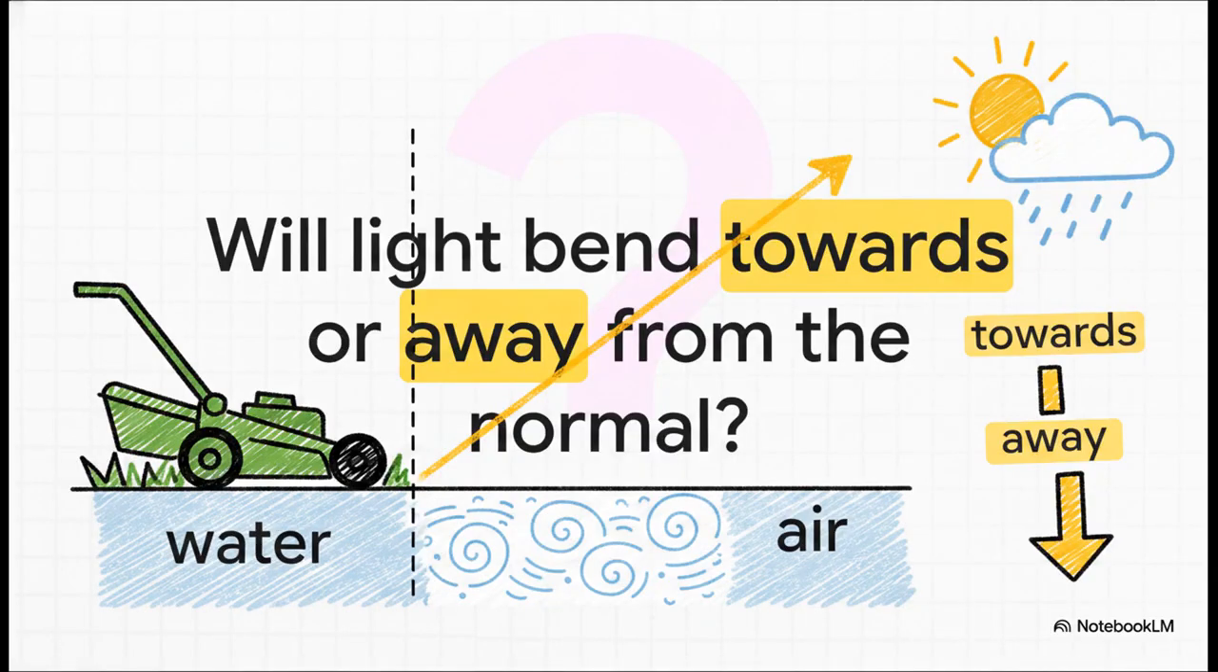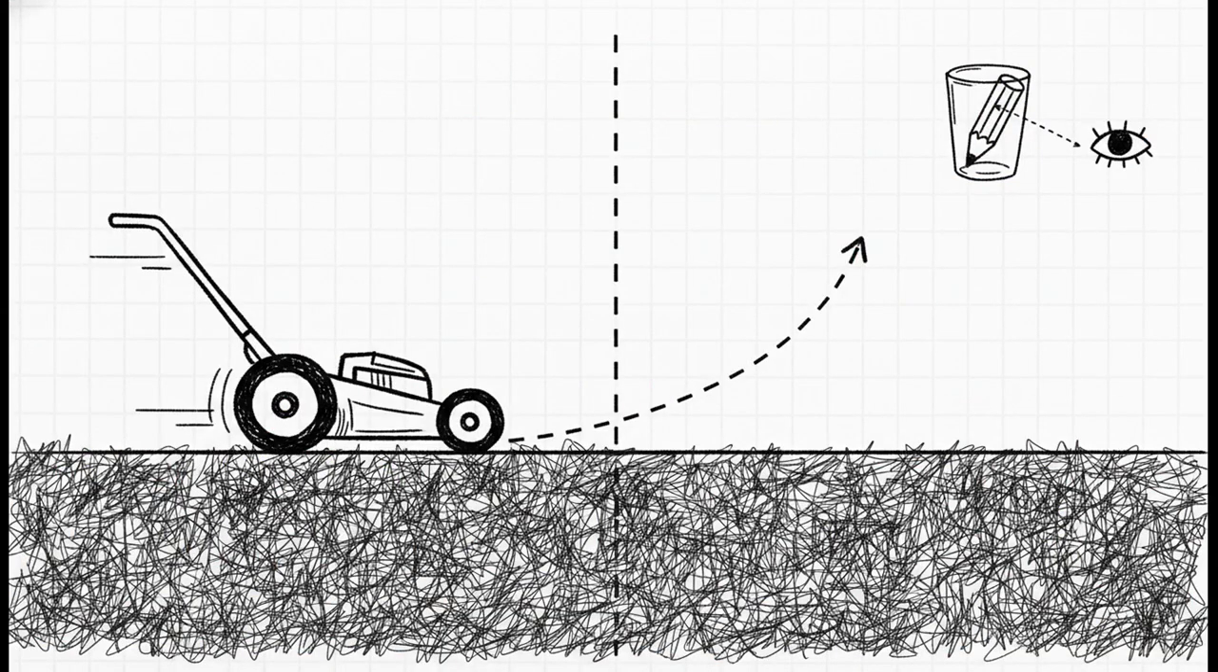Time for our second pause check. Let's apply our lawnmower analogy to these material properties. Based on the data we just looked at, will a light ray bend towards the normal line or away from the normal line when moving from water out into the air? Let's break down the immediate reasoning here.